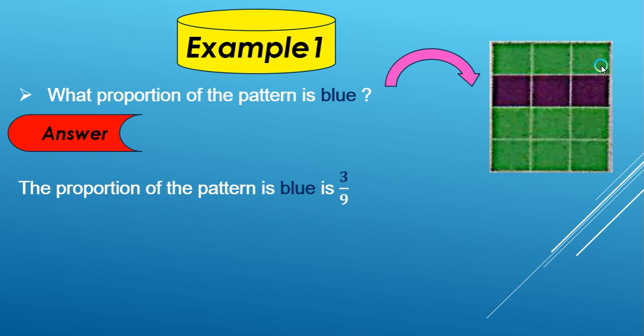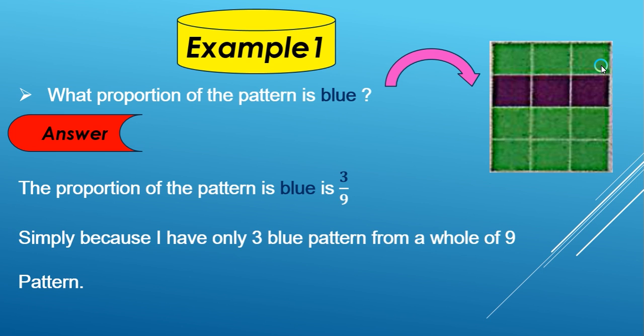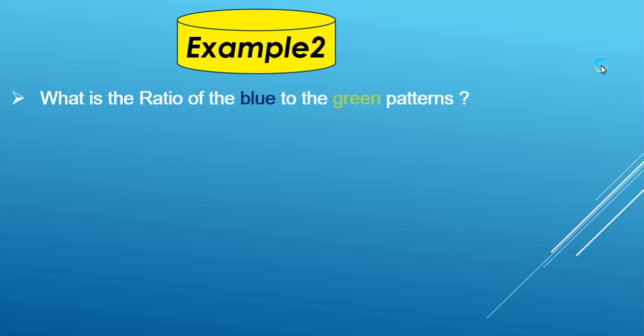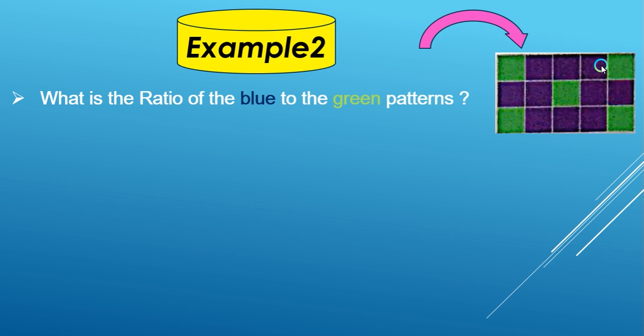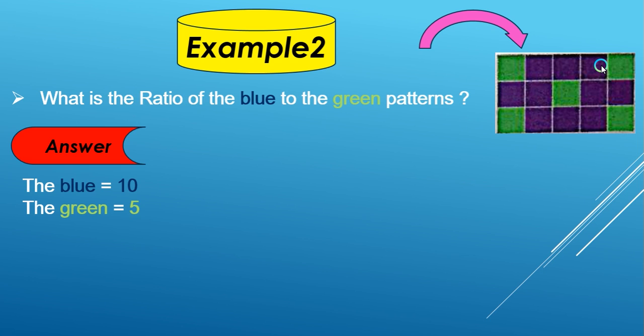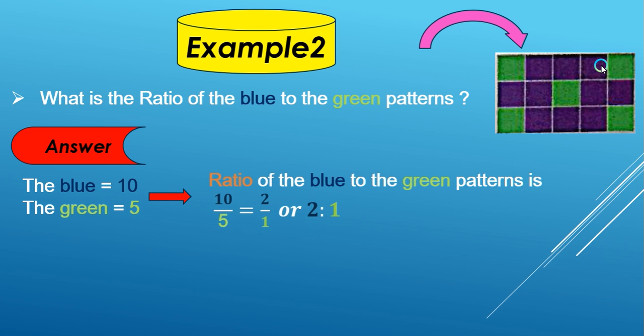So the proportion of the pattern that is blue is 3 over 9, because I have only 3 blue patterns from a whole of 9 patterns. Second example, what is now the ratio of the blue to the green patterns? Now, I have 10 blue, but 5 green. And you have to follow the order. He asked me about the ratio of the blue first and the second to the green. So the ratio of the blue to the green pattern is 10 over 5.